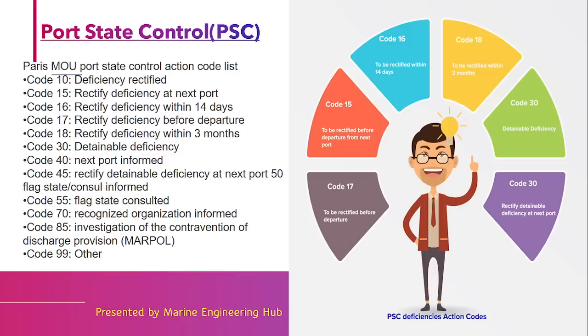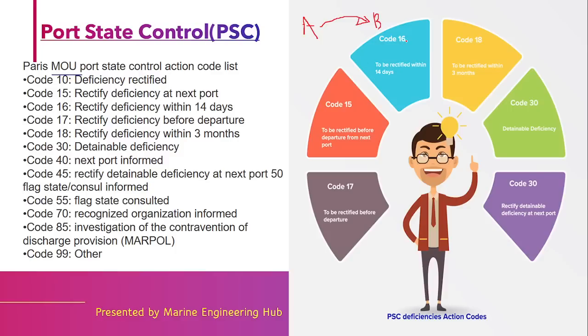If you don't rectify before departure, you will not be able to go, meaning your ship will not be released until you rectify the deficiency. Code 15 will be given if the deficiency is not so severe and you can get some time as a period so that you can rectify it after departure. In that case, code 15 will be given. Suppose you are given a code 15 in Rotterdam port and you are going to Amsterdam. In that case, the Paris MoU can come to Amsterdam to check whether the code 15 given in the last port is rectified or not. It means that code 15 is the type of code which allows you to sail from port A to port B, but while sailing from port A to port B you have to rectify that problem.